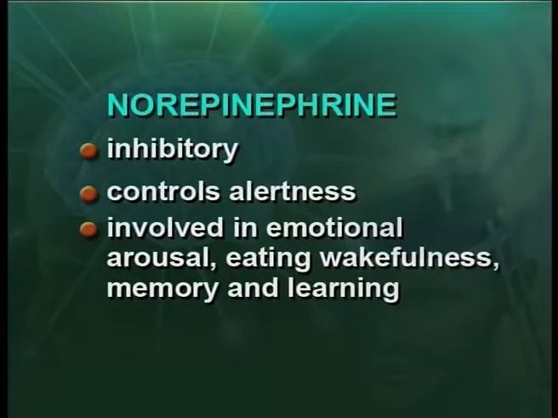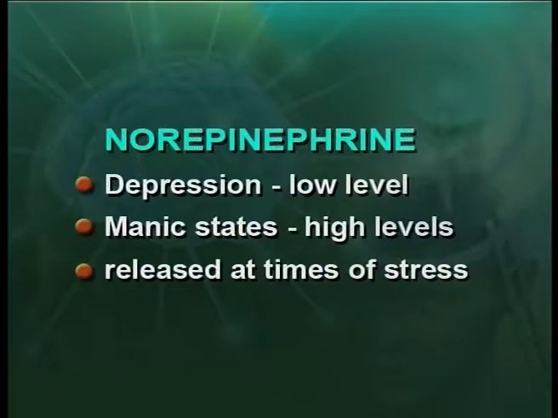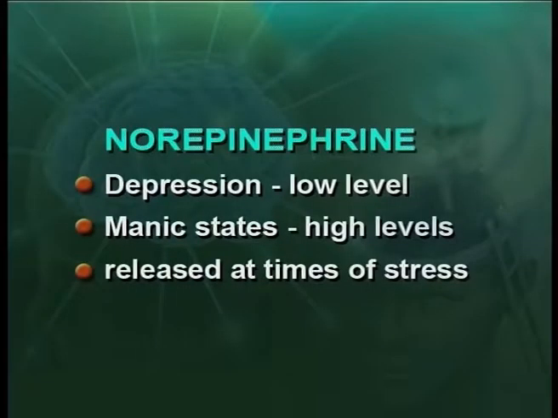Now, norepinephrine is an inhibitory neurotransmitter. It controls alertness. It is involved in emotional arousal, eating, wakefulness, memory, and learning. So, you can see the influence on a wide range of human behavior. Low levels of norepinephrine are indicated in depression, and if you have too much of it, it could be that you are in a manic state. This hormone is often released during times of stress.